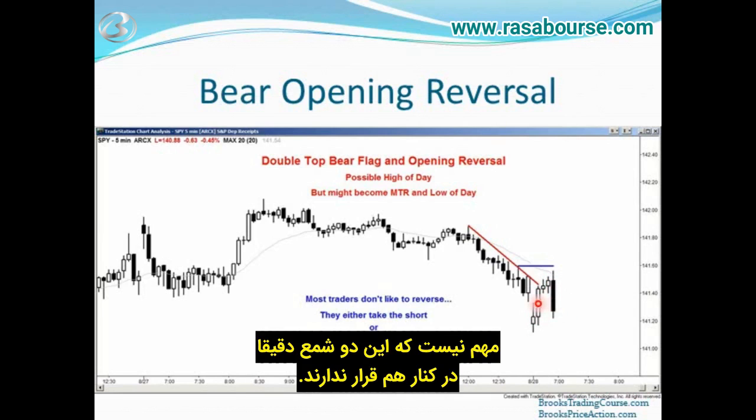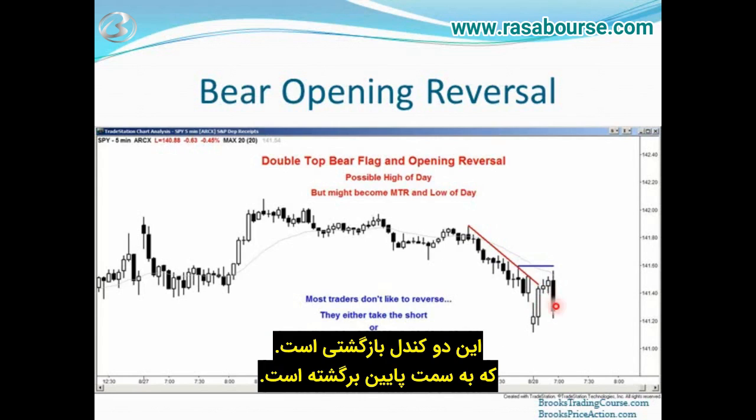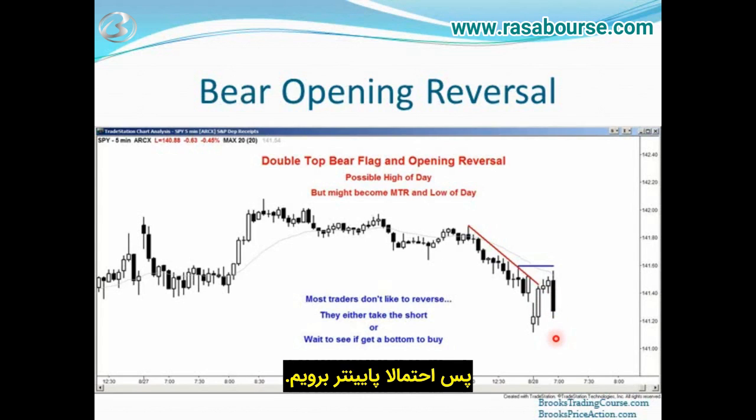It does not matter that the 2 bars are not adjacent. It does not matter that there are bars in between. This is effectively a 2-bar reversal, and it's a reversal down, so we probably are going to go lower.